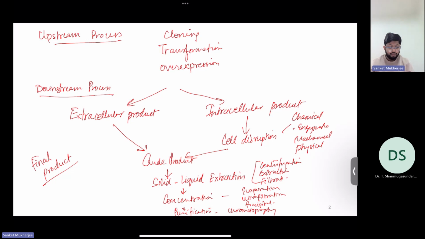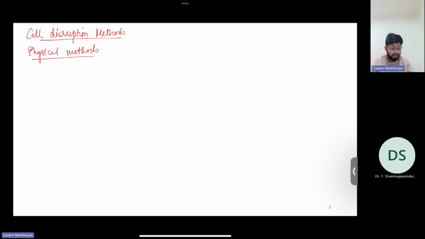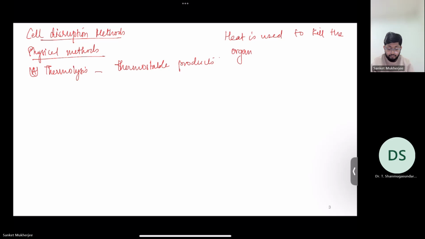Now, talking about the cell disruption methods, there could be physical methods that play with physical parameters to damage the cell. For example, thermolysis, which can be used only for thermostable products. Here, heat is used to kill the organism and disrupt its cellular integrity.